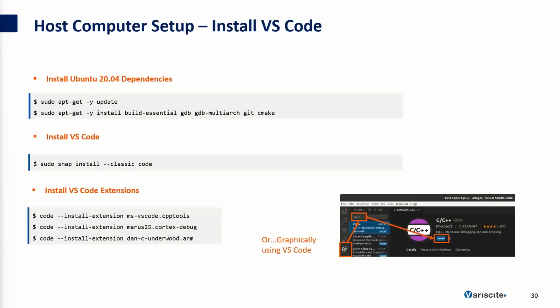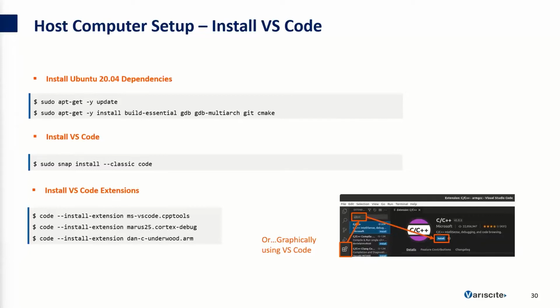So after a fresh Ubuntu installation, the first thing to do is to install Ubuntu 20.04 dependencies. So we need to install things like Build Essential, GDB, Git, and CMake. After this, we can install VS Code in a single line by using Ubuntu snap. So we can just run sudo snap install code. That will install VS Code. And then finally, we can install several VS Code extensions for C++, Cortex, debugging, and assembly syntax support.